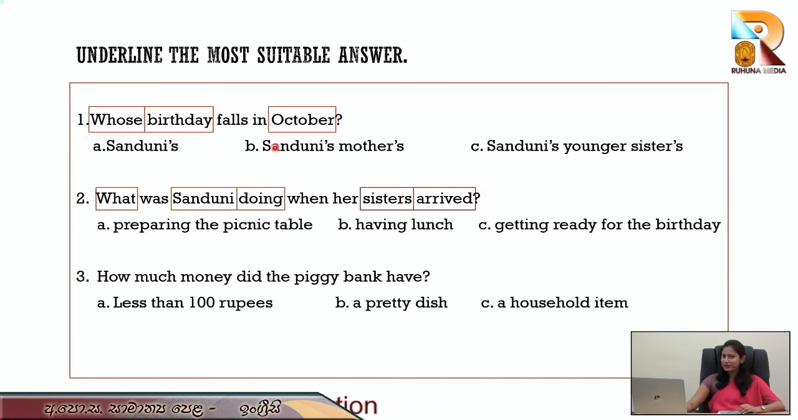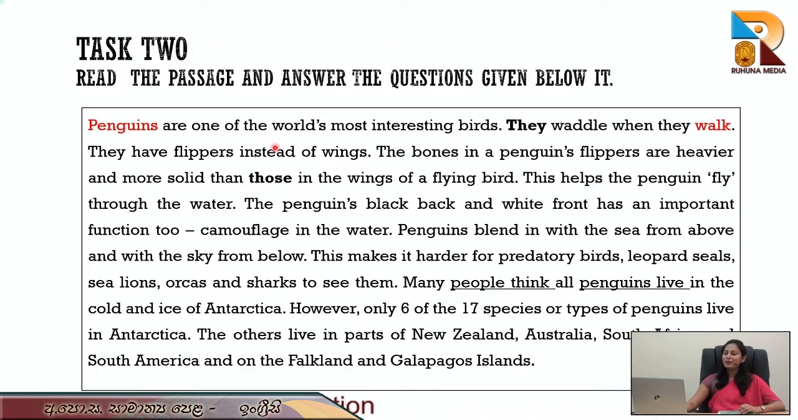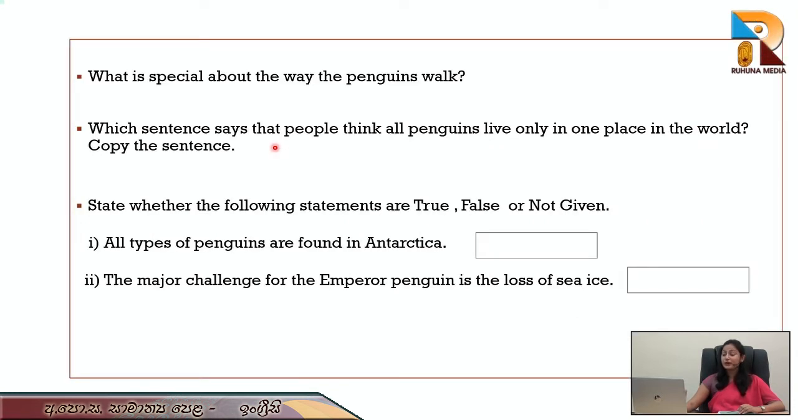So what are the keywords in this question? How much, question word, piggy bank, have? The answer is A, less than 100 rupees. With that, we'll move on to the next task. You are not going to read the text first, as usual. You are going to read the questions. Now pause the video and underline all the keywords in these questions.